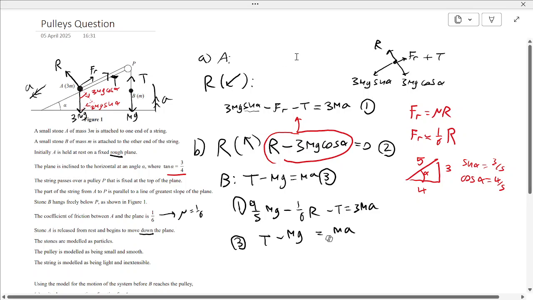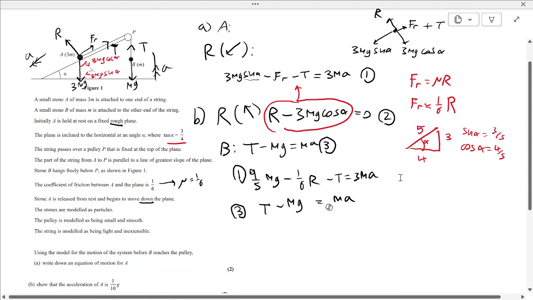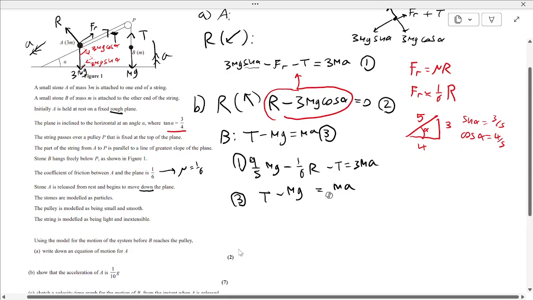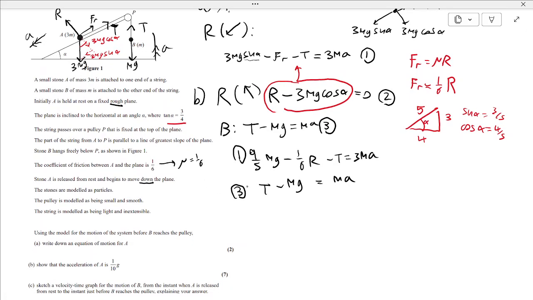These equations, if you've done it correctly, one of them will have negative T and one of them will have positive T. So the quickest way to go about it is to add them together and get those T's to cancel out. Eliminate T and solve for a. Even if the question is asking you to solve for T, you can solve for a this way and then substitute back in. So we're going to add the equations. 9/5 mg minus 1/6 R, minus T and plus T cancel out, so then it's just minus mg. Right hand side is 3ma plus ma, which gives me 4ma.